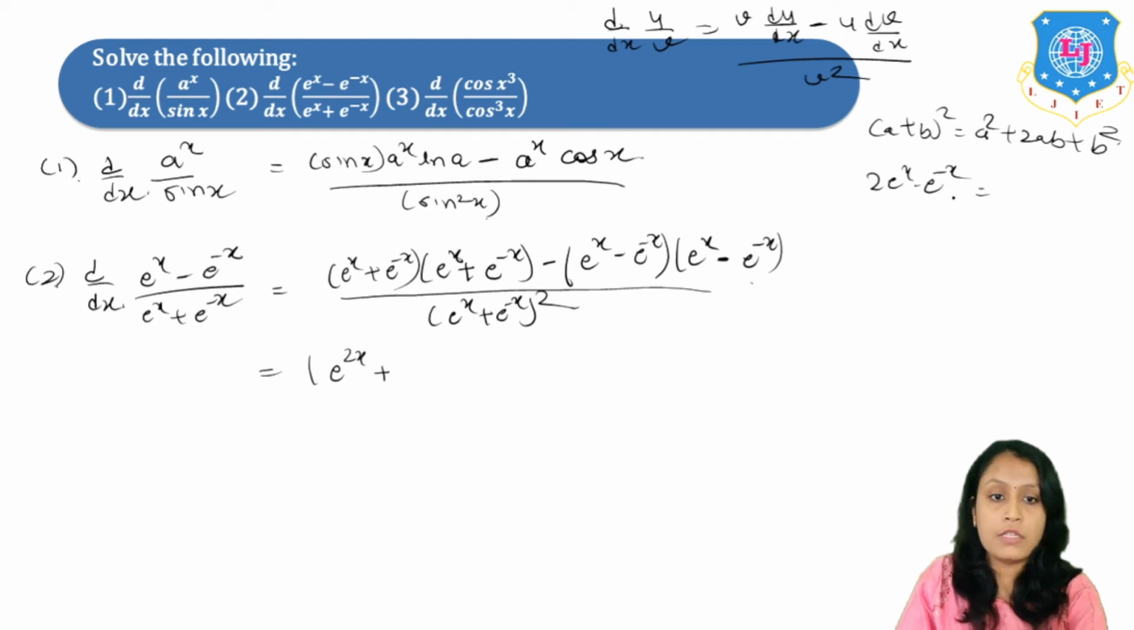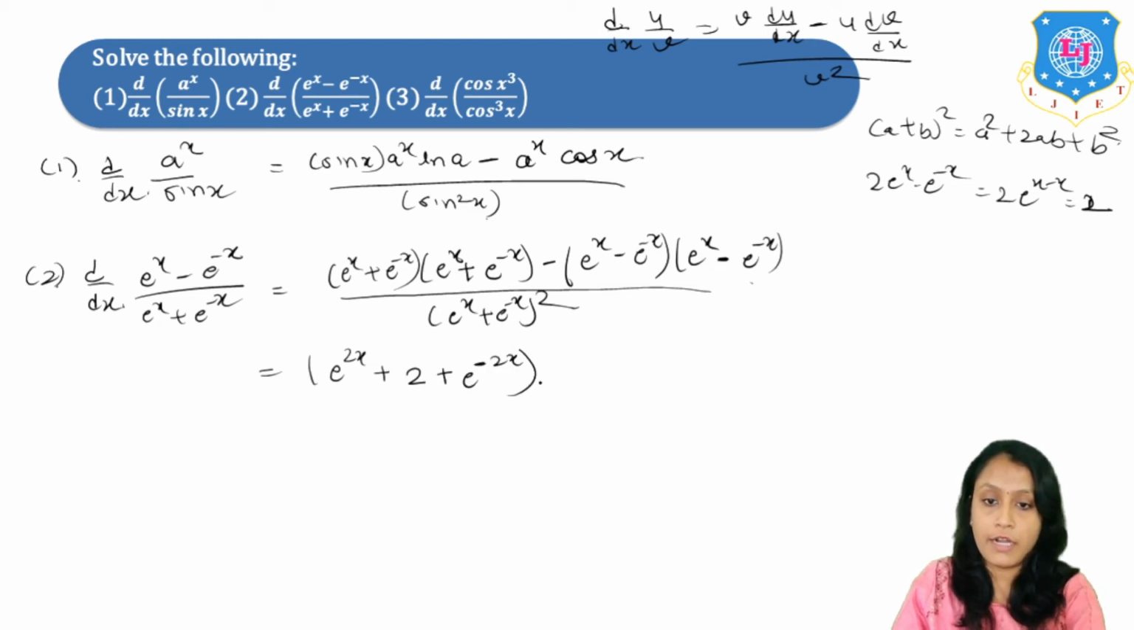On simplification, what we will get, e raised to x minus x, so e raised to 0, that is 1. So final answer is 2. So here we have plus 2 plus, now e raised to minus 2x. Minus, now again apply the (a minus b) whole square formula. So you will get e raised to 2x, minus 2, again plus e raised to minus 2x.